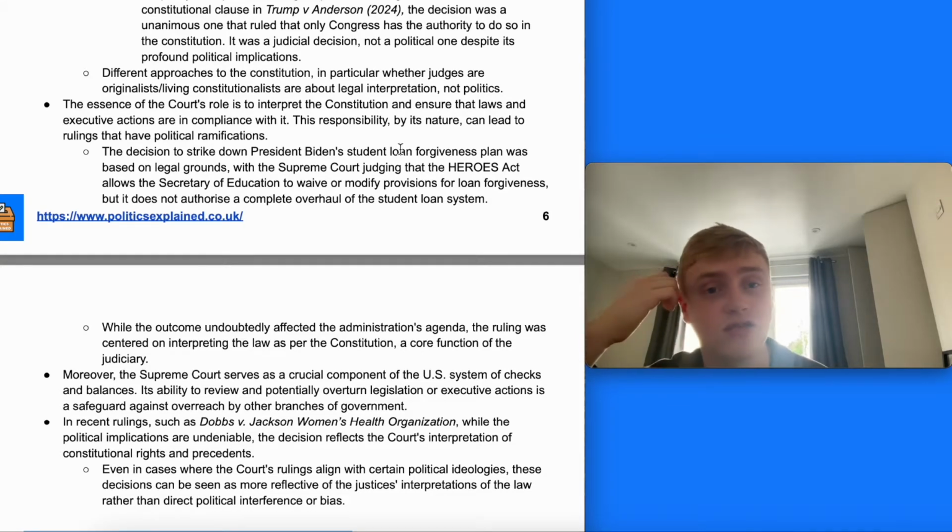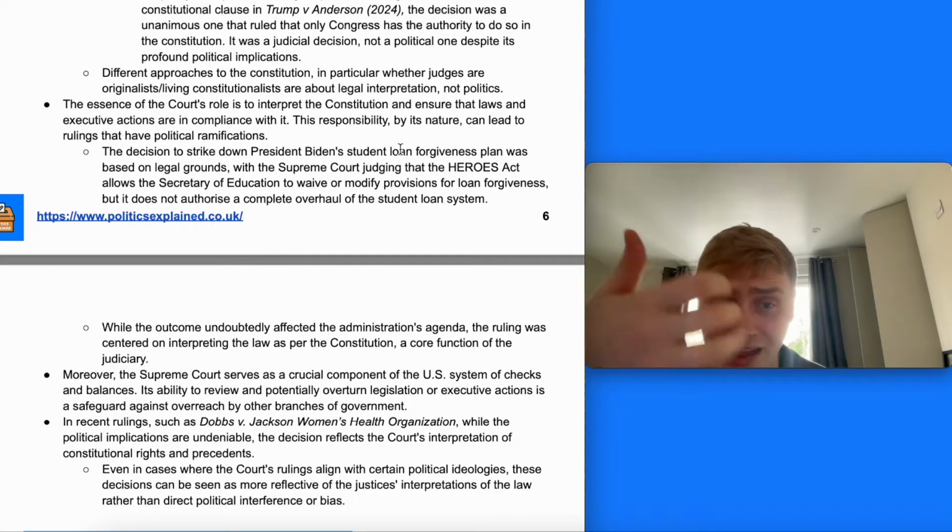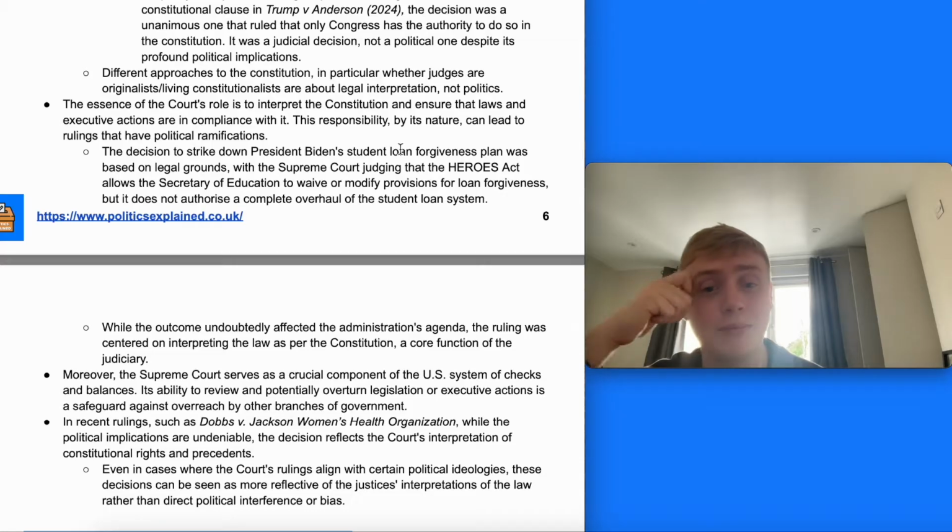So the decision to strike down Biden's student loan forgiveness program was based on legal grounds, with the Supreme Court judging that the HEROES Act allows the Secretary of Education to waive or modify provisions for loan forgiveness, but doesn't authorise a complete overhaul of the student loan system that Biden sought. While the outcome certainly affected the administration's agenda and therefore had political consequences, it was centred on interpreting the law as per the Constitution, which is a core function of the judiciary and the Supreme Court, and reflects the fact that it's a judicial institution.